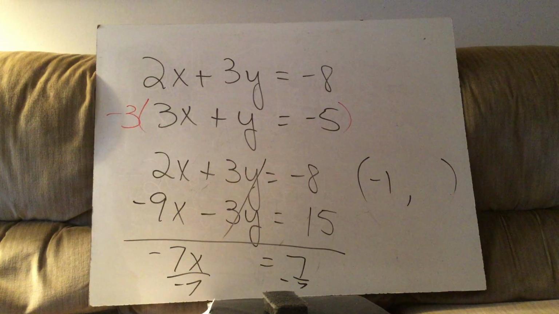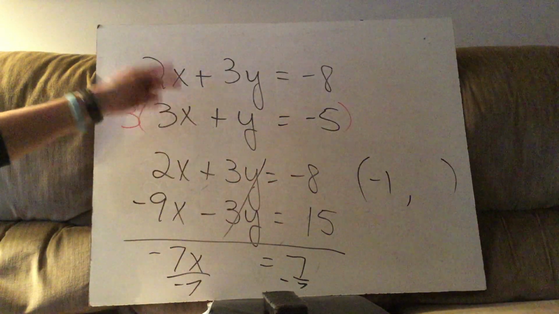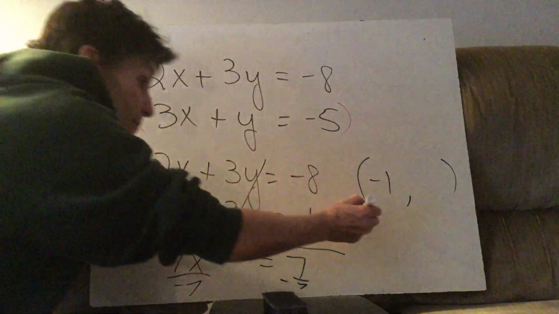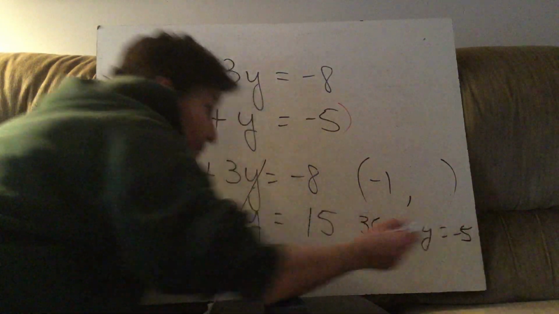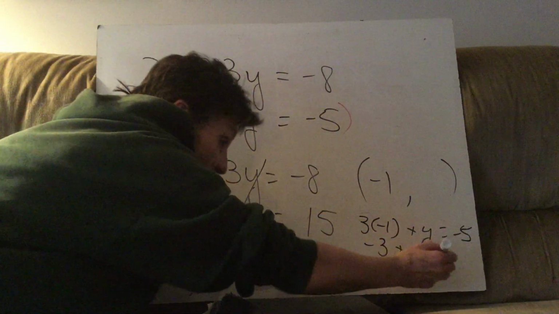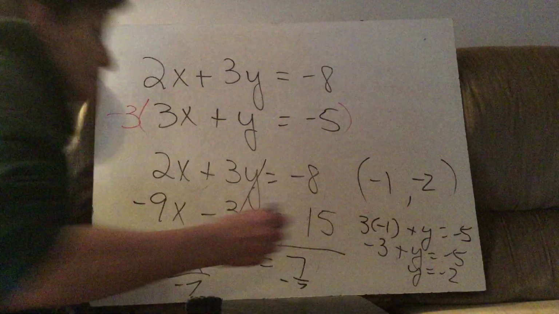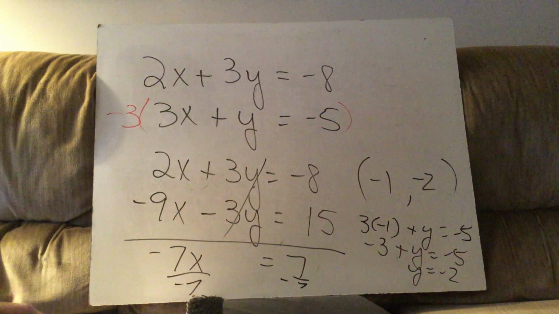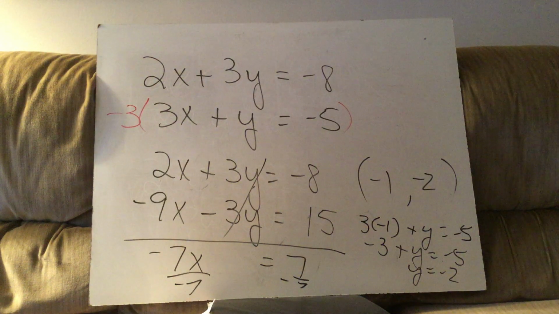So then we'll go back, and just like we did a minute ago, we'll take that x value. Now that's an x value. We'll take that and we'll put it in somewhere. It doesn't matter where. I think I'll put it in the bottom one. So if I put in negative 1, I have 3 times negative 1 plus y equals negative 5. I'm putting it in this equation right here. So negative 3 plus y equals negative 5. Now add 3, so y equals negative 2. So x is negative 1 and y is negative 2. And that is the answer to the problem.